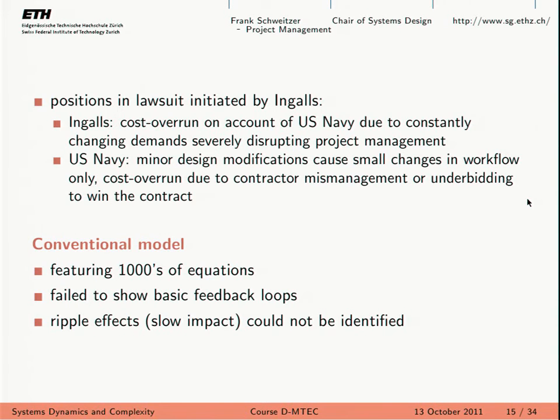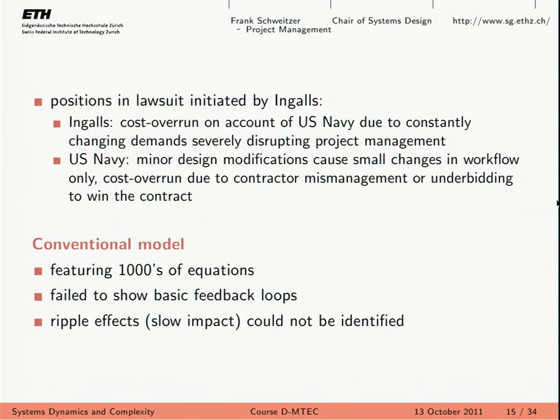And what happened is actually the shipbuilding company sued the US Navy. And since they're the plaintiff, they had to prove in court that these small changes resulted in this huge cost overrun. So they had to prove this. They hired a consulting company to model this whole process of building a ship, right?